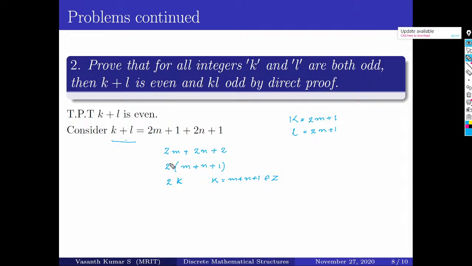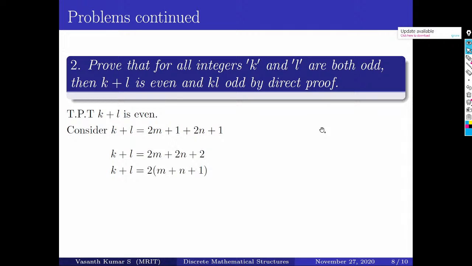So I have considered k plus l, and I have got k plus l as 2k. So I have proved that k plus l is always even if both k and l are odd. Did you get it? I have proved that part here. You can see I have simplified that part: 2 times m plus n plus 1. So finally 2k, I have defined what is k. k is an integer. So therefore k plus l is even.